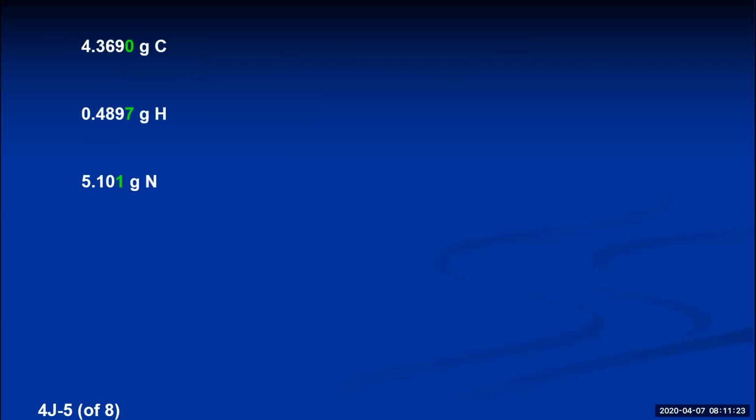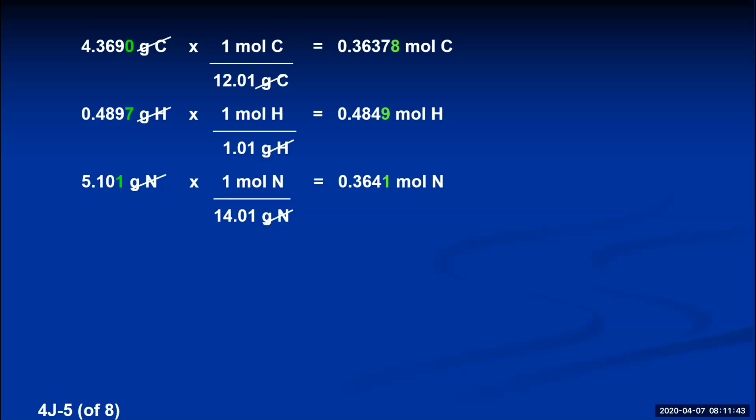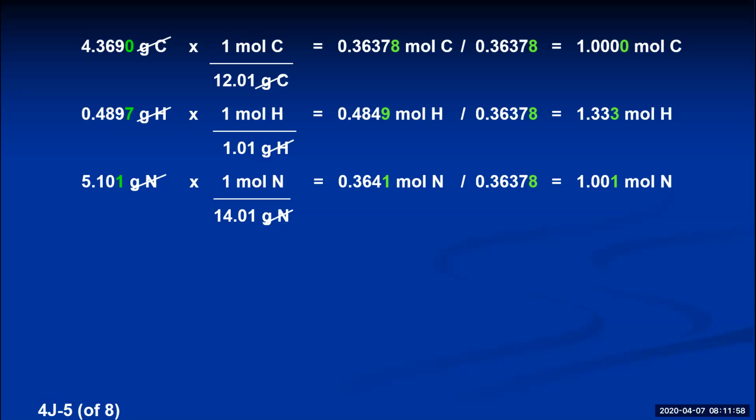We'll take the masses of all three elements and convert them into moles. Using carbon's molar mass, this sample must be 0.36378 moles of carbon. Using hydrogen's molar mass, this sample must be 0.4849 moles of hydrogen. And using nitrogen's molar mass, this sample must contain 0.3641 moles of nitrogen. If I take the number of moles of all three elements and divide them by the smallest number, which is the 0.36378, I'll get a simple ratio of moles between the three, and this comes out to 1 mole of carbon to 1.33 moles of hydrogen to almost exactly 1 mole of nitrogen.